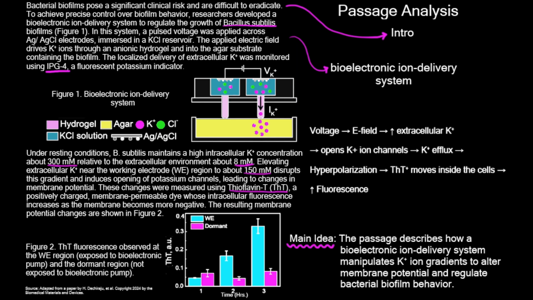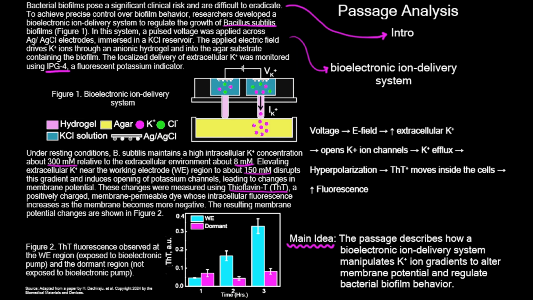The next sentence reads, these changes were measured using thioflavin T, THT, a positively charged membrane-permeable dye whose intracellular fluorescence increases as the membrane becomes more negative. The resulting membrane potential changes are shown in figure 2. So the passage explains that a fluorescent dye called THT is used to monitor changes in the electrochemical gradient. To understand this, we need to follow a sequence of events.